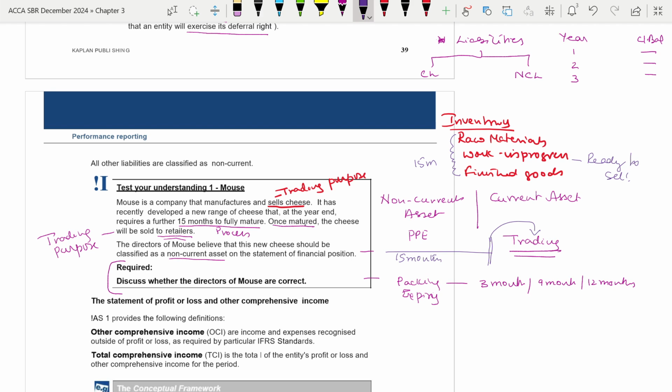Once it is used for trading purpose, how do we classify it in the financial statement: as non-current assets or current assets? Based on the characteristics, since it is going to be sold, and selling is nothing but trading. Once matured, they will not keep anything. They have not said the cheese will be retained for 12 or 15 months. The processing will take 15 months, but once it is ready, you will dispatch it to the distributors, and then automatically they will sell.